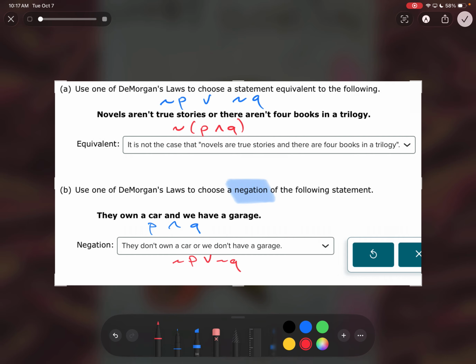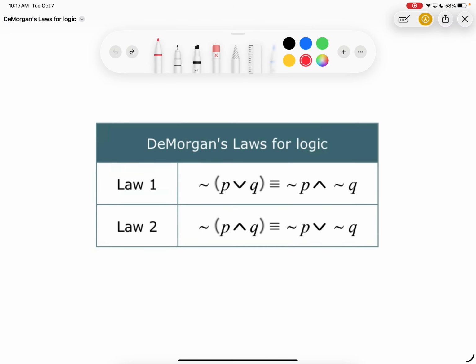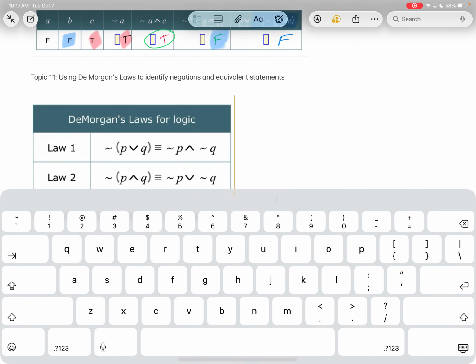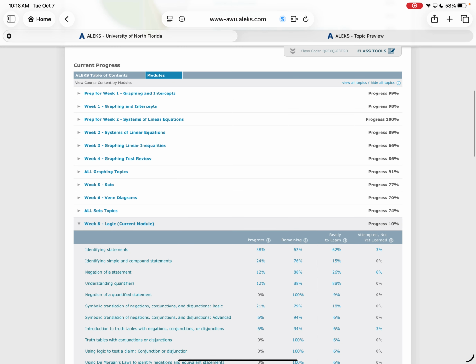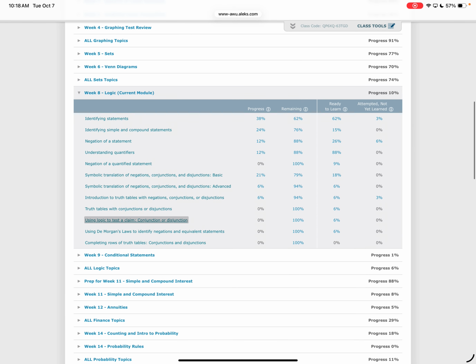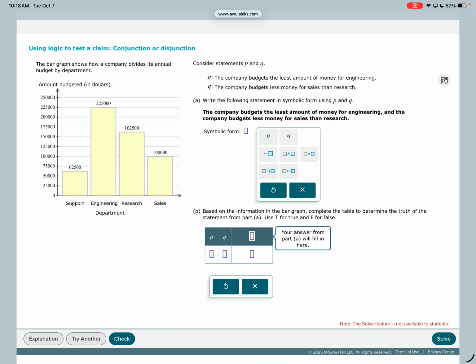It's always the same idea. Flip the sign in the middle and put the squiggly lines in there. And the very last one is kind of the idea of why we have to do this in real life, or why you're doing this in class and how it works in real life. It is actually giving you some data to work with here and saying, okay, let's set up a statement and see if it works. No, you're not going to write out P and Q in real life, but you're going to think about these things, right? The bar graph shows how a company divides its annual budget by departments: support, engineering, research, sales.